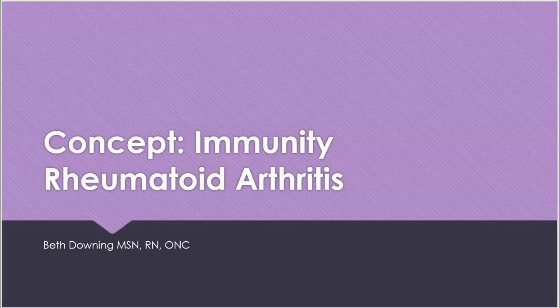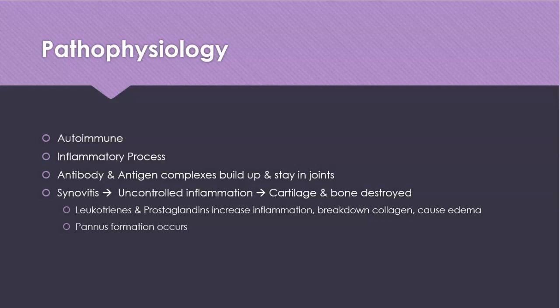This PowerPoint is going to focus on the concept of immunity. The exemplar is rheumatoid arthritis. So rheumatoid arthritis is a rheumatic disorder because it affects the connective tissue, the joints, muscles, bones, and it can affect other organs within the body. It is autoimmune in nature and has an inflammatory process that occurs.